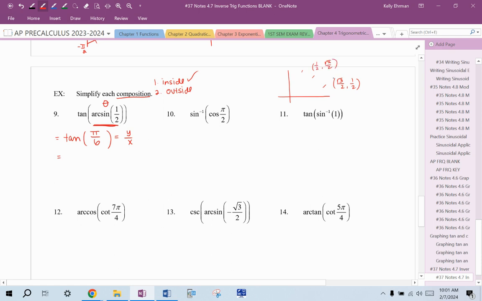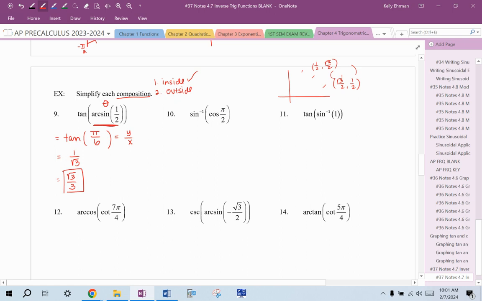I'm not going to bother with the pi over 4. We know what that is. Okay, so y over x at pi over 6 is 1 over radical 3, and then we always rationalize that: radical 3 over 3. So the tangent of the arcsine of 1/2 comes out to radical 3 over 3.